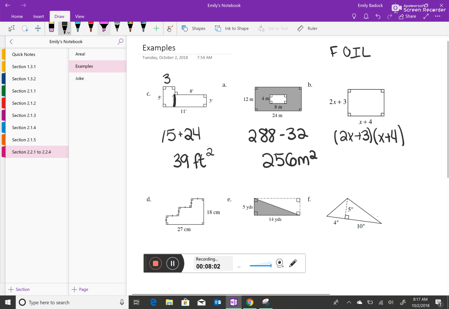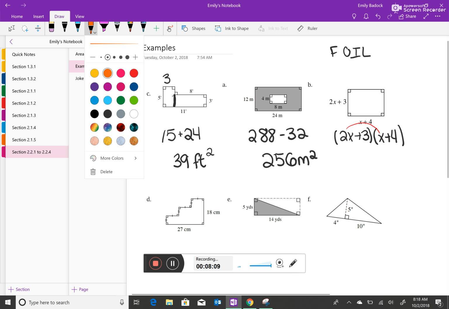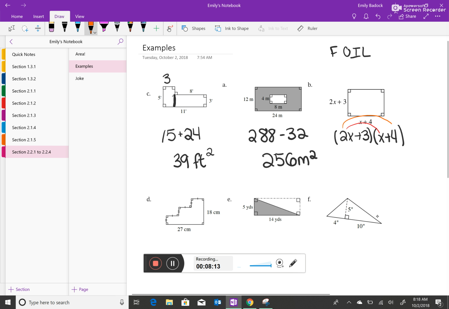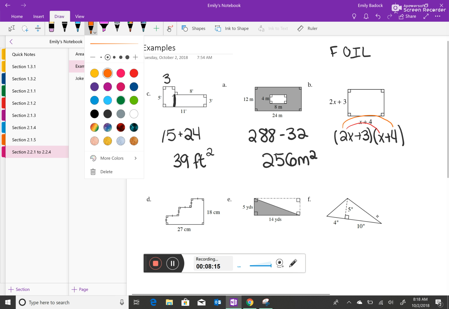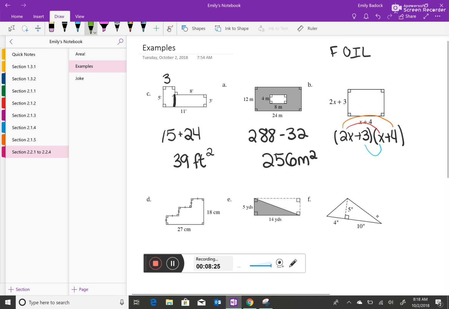So essentially what you would do here is you would take the first 2, so 2x times x, and multiply them together. Then you would take your outer 2, so 2x times 4. Then you would take your inner 2, which is 3 times x, and your last, which is 3 times 4. So that's the way I learned how to do it. I just multiplied those across.